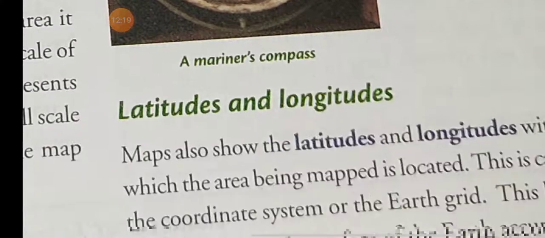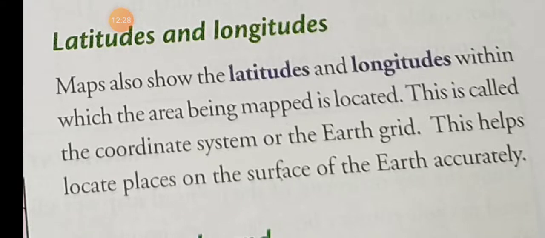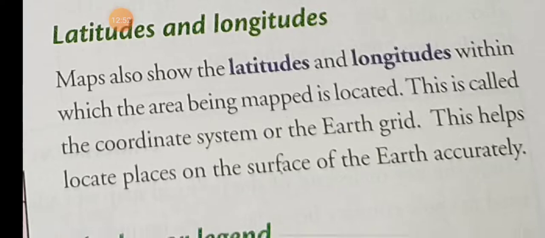Next is latitude and longitude. A map also shows the latitude and longitude within which the area being mapped is located. This is called the coordinate system of the earth grid. Latitude, you know, is the imaginary line which runs horizontally, like the equator, and longitude runs vertically on the earth, and it helps to locate places on the earth accurately.